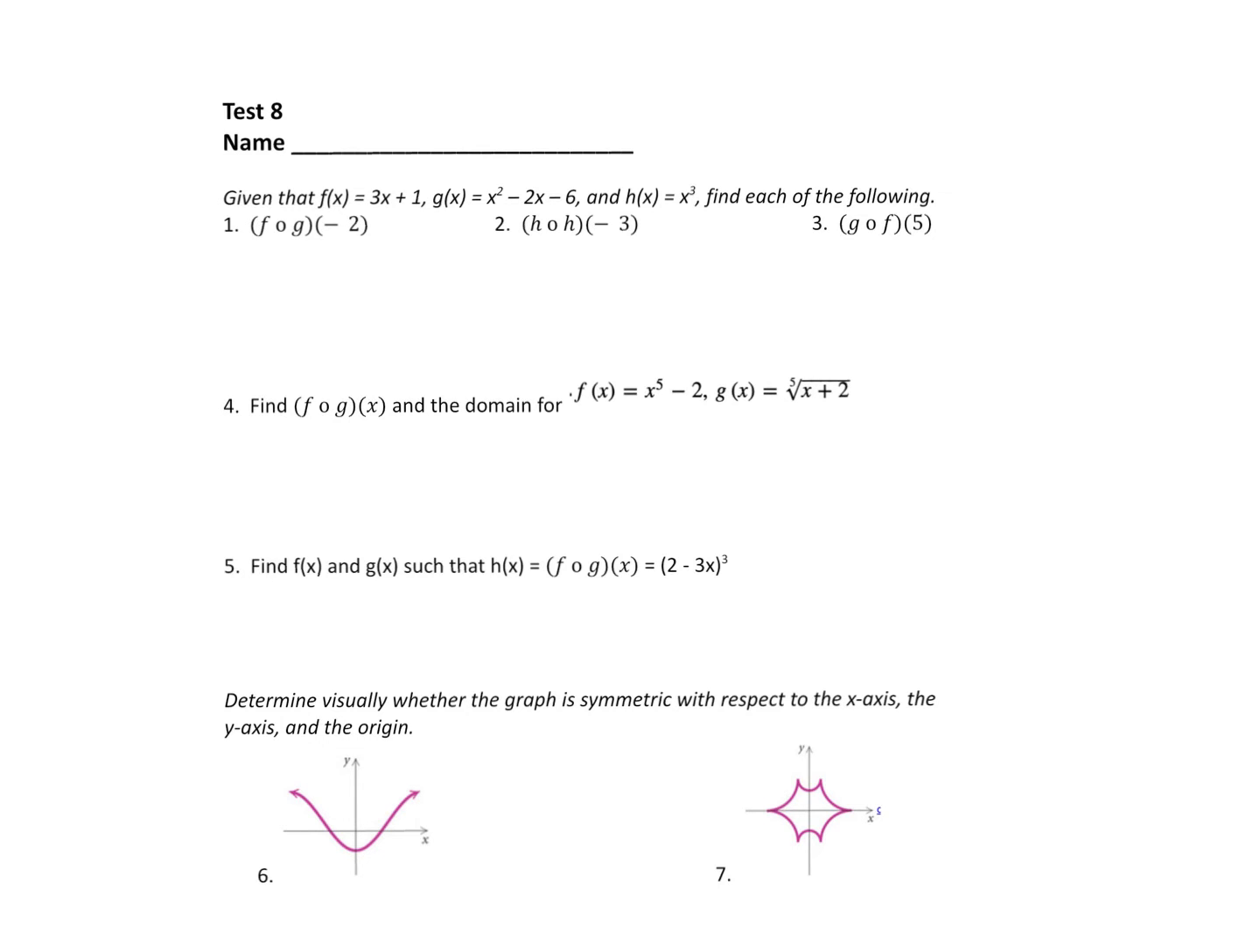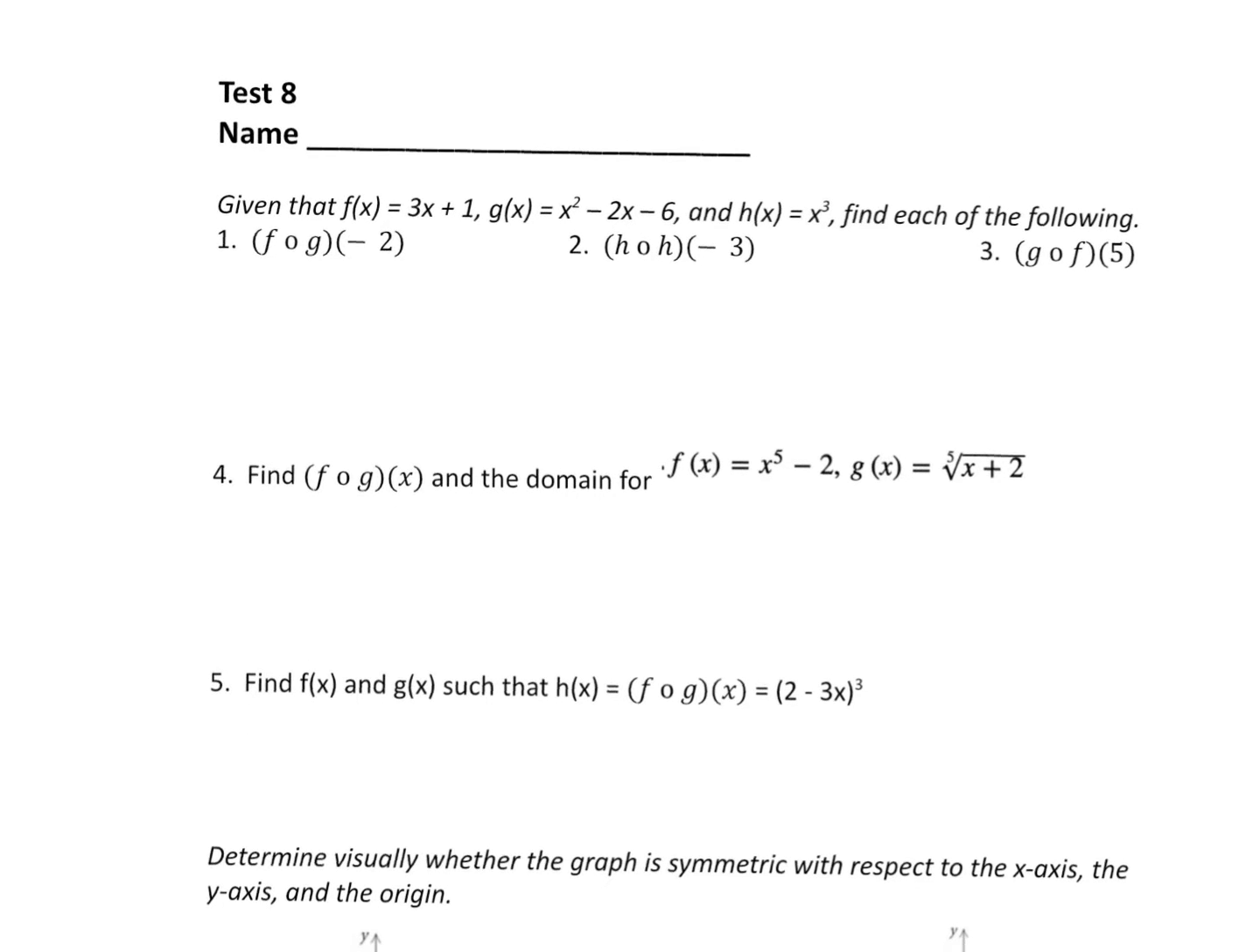Let's do this. Number 1, 2, and 3 all have the same type of problem. The first one says f of g of -2. Remember what we're going to do? We're going to take -2. We're going backwards. Plug it into g first, which is right here. So if I plug it in there, I get (-2) squared minus 2 times -2 minus 6.